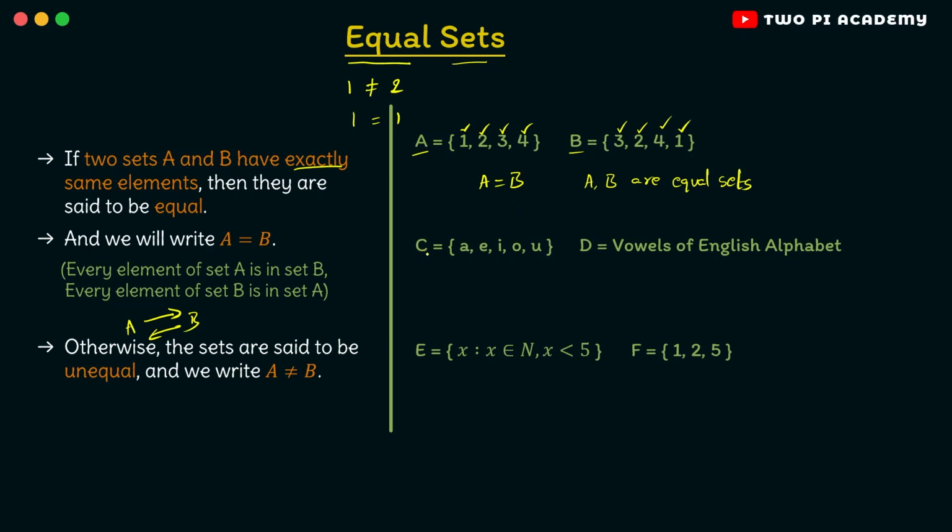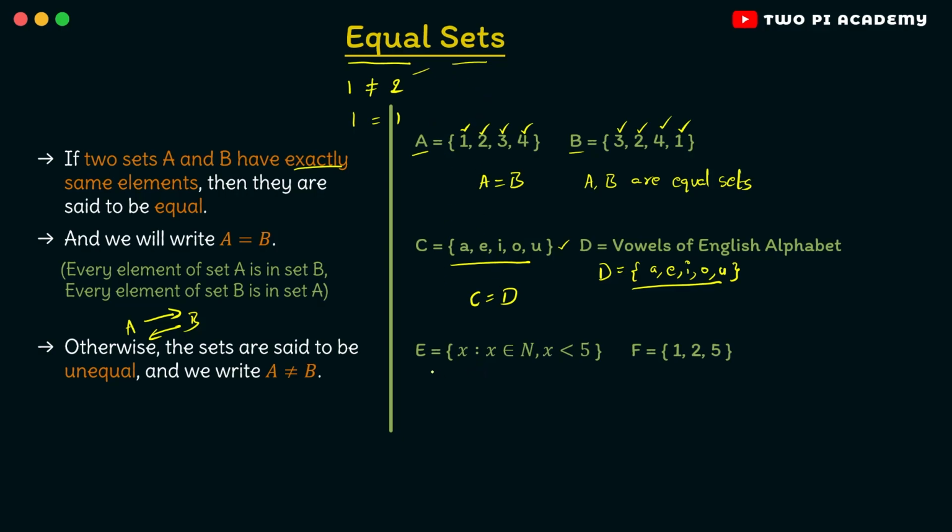And the second one, capital C is the set of a, e, i, o, u, and capital D is the set of vowels in the English alphabet. They are both represented in different forms. First, we'll convert them to the same form. So first, we'll list the elements in set D. What are the vowels in the English alphabet? Clearly, they are a, e, i, o, and u, right? Now, if you notice, both sets C and D have exactly the same elements, right? Both of them are a, e, i, o, and u. Therefore, C is equal to D. They are both equal sets.